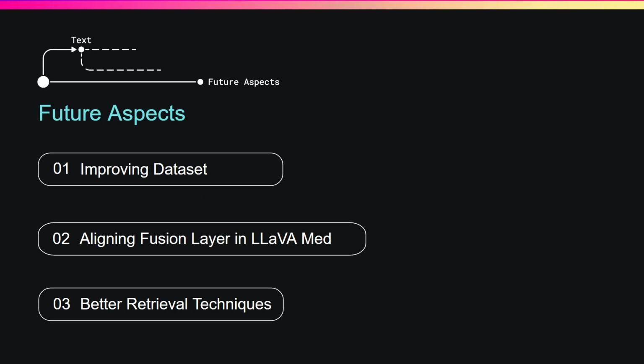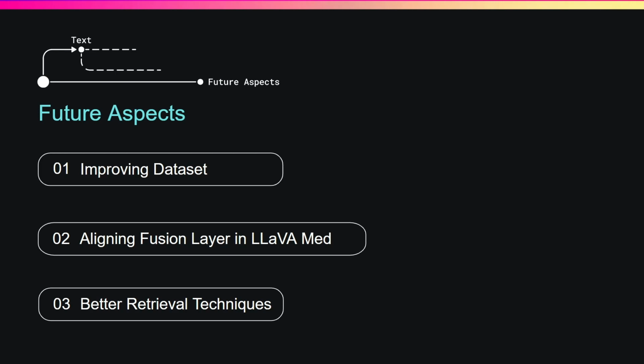So what are the future aspects of this project? First of all, we used only 10,000 conversations to fine-tune this MedLlama 2. We can generate more conversations using the DDXPlus dataset, and the DDXPlus dataset only contains 49 pathologies. In the future, we also want to create medical conversational data for more rare diseases and more rare case studies.